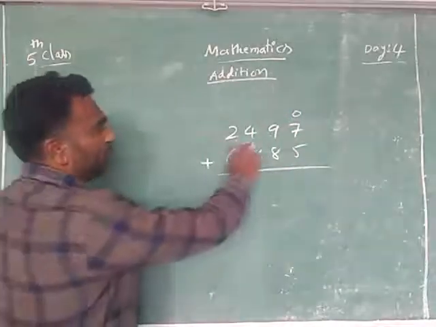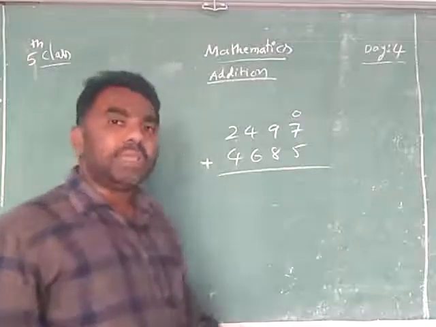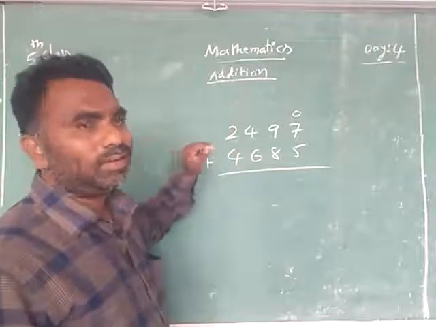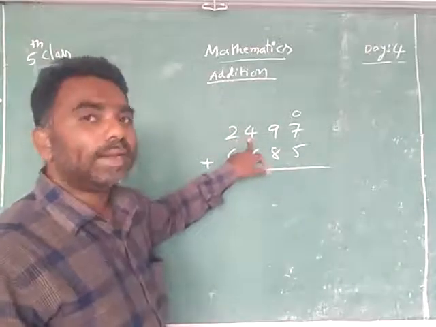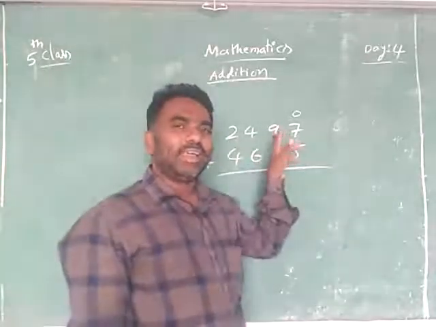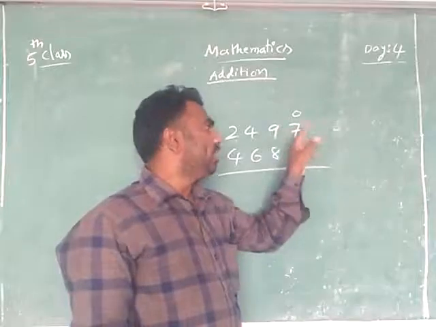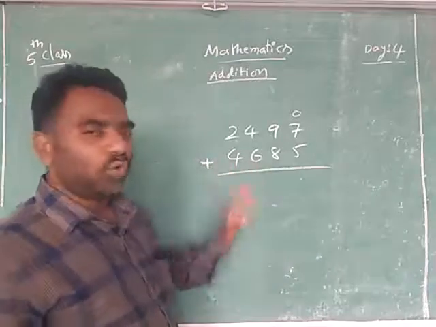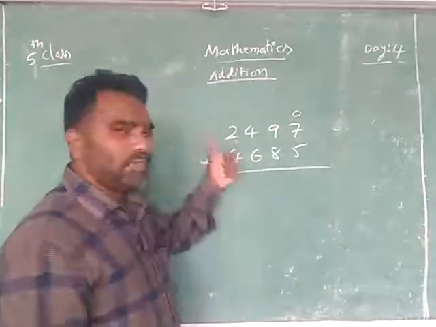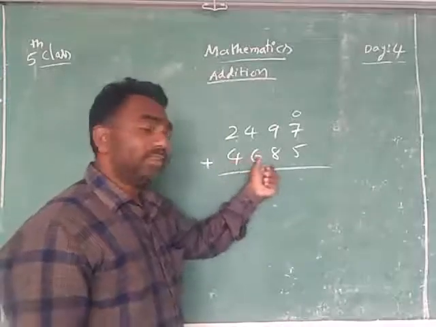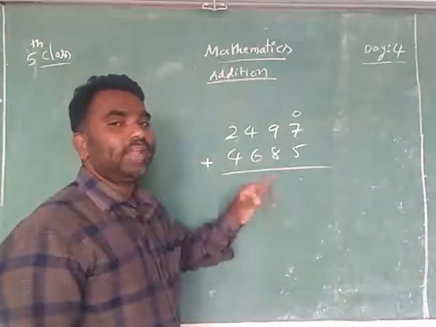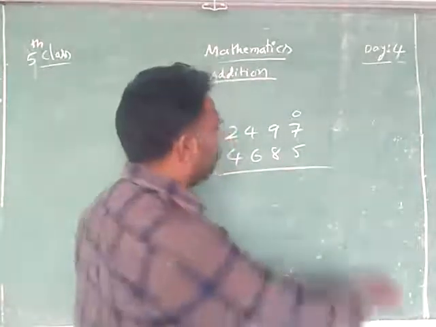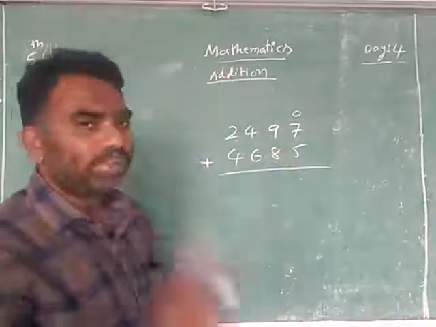What is the meaning of this number? 2497 means 2000. It is not 2, it is 2000. This is 400. This is 9 tens, 90. This is 7. In the number, 4 means 4000, 6 means 600, 8 means 8 tens, 5 means 5 ones. I am finding your answer, but I want only one digit to come in the ones place.